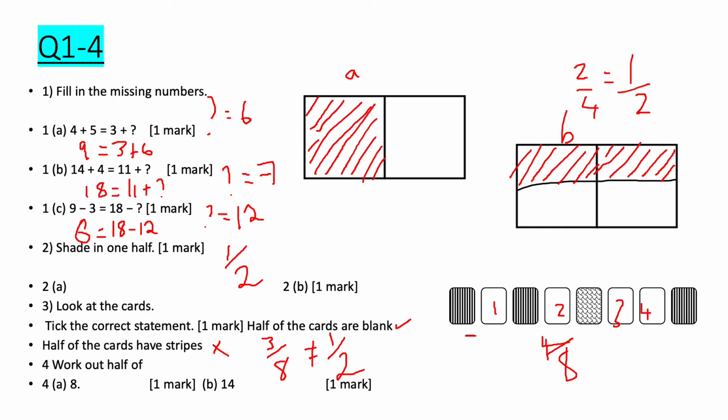Question number 4, work out 1/2 of 8. Well, 8 divided by 2 is 4, guys. So remember that when I say 1/2 of something, it is the same as dividing it by 2. 1/2 of 14 is 7, because double of 7 is equal to 14, guys.